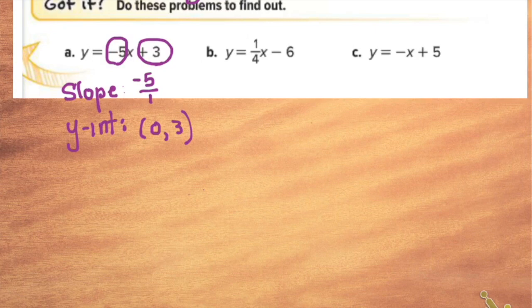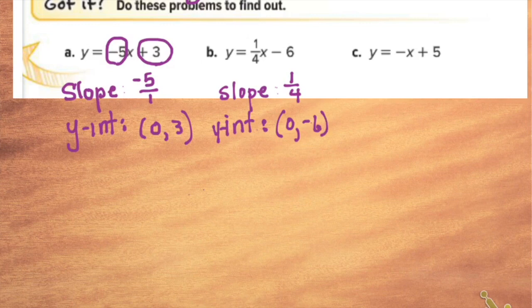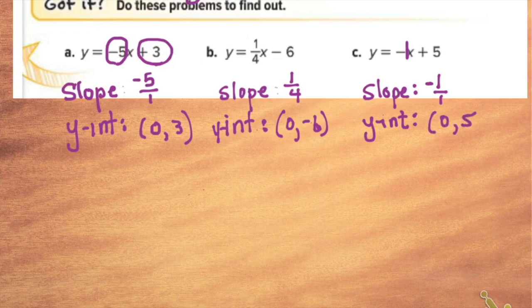Put in your answers into Edpuzzle for B and C. So for B, for your slope, I hope that you got 1/4, and for your y-intercept, you should have gotten (0, -6). And for C, the slope, this one's a little bit different here, should be -1 or -1/1. Always can insert that coefficient of 1. Don't forget things from your equation solving. And your y-intercept is (0, 5).